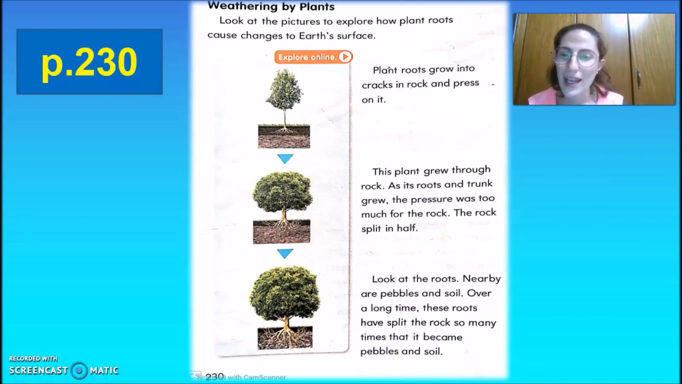Okay, let me read it one more time. Plant roots grow into cracks in rock and press on it. This plant grew through rock. As its roots and trunk grew, the pressure was too much for the rock. The rock split in half. Look at the roots. Nearby are pebbles and soil. Over a long time, these roots have split the rock so many times that it became pebbles and soil. Clear? Let's check out.